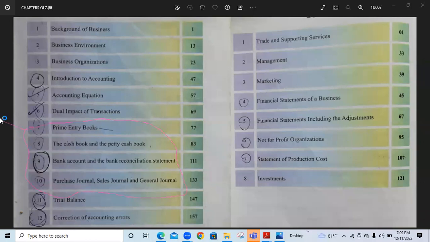After you record transactions in prime entry books, you will record them in ledger accounts based on the double entry system. That is what you study in this chapter. It's a very important chapter, where you study double entry, because we say double entry is the heart of accounting. Without double entry, it means you don't know accounts.